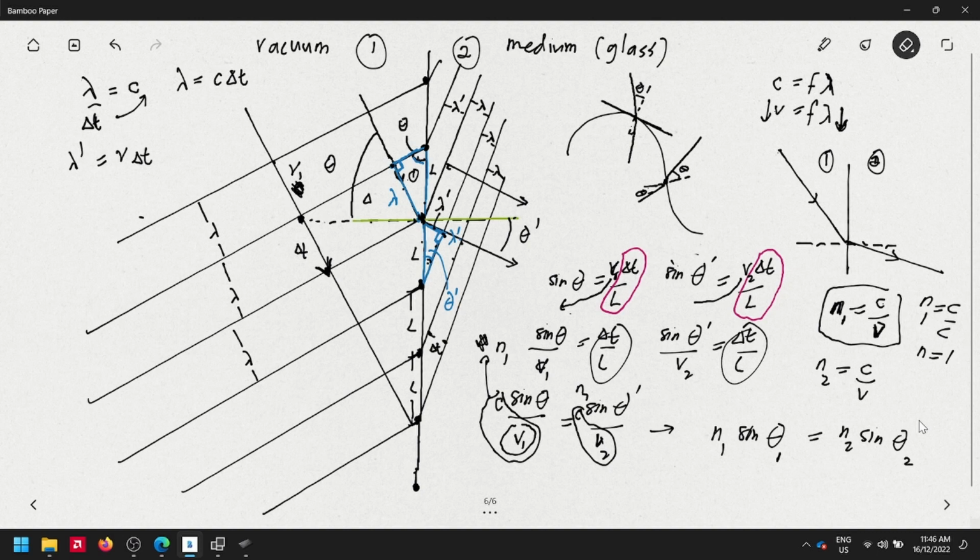The reason light bends is because it wants to fit itself with the wavefront from the previous medium. I have my surface, and my medium number one, and then medium number two. The wavefront spacing from medium number one is lambda, and the spacing of the wavefronts for medium number two is lambda prime. So the wave wants to fit itself, so it needs to bend. Remember that. That's the reason why light bends in the glass. So I have my Snell's law over here.